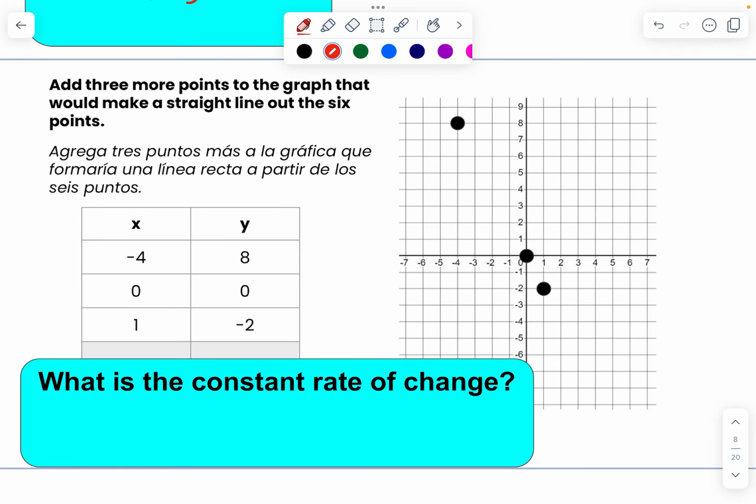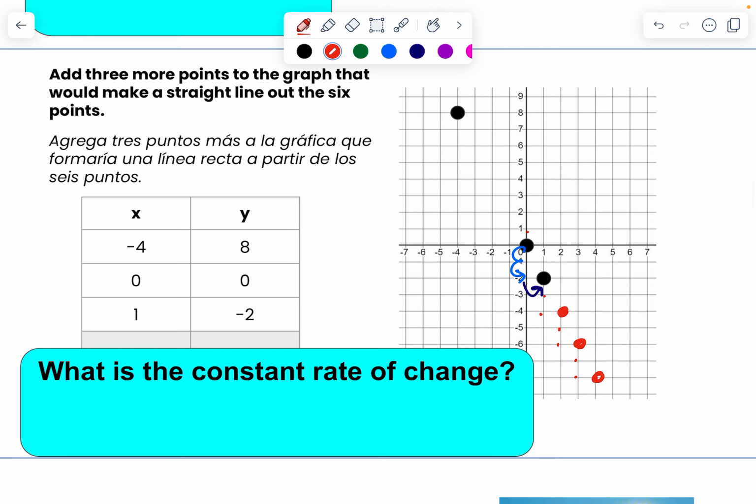With our graph here, the points on the graph, what's constantly happening is we're going down 2 and then to the right 1, and we could follow that pattern, right? Down 2, right 1 and put another dot, down 2, right 1 and put another dot, and we were able to get that line, or do the opposite, up 2, left 1, up 2, left 1 to continue. And if we do that, we'll see that we do get all of those points right there. But the constant rate of change here is going down 2 and then right 1.